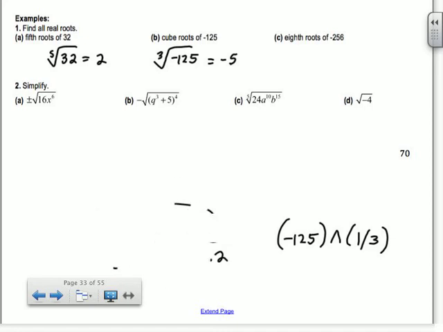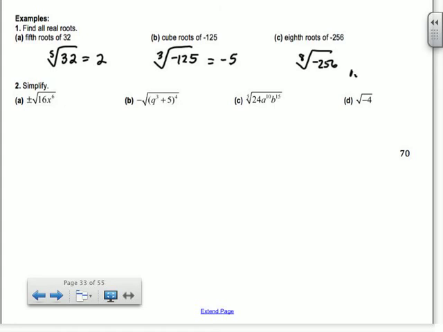All right, how about the next one? So 8th roots of negative 256. Two answers? 0 answers? All right, 0 answers, right? So this is no solution, because this is saying the 8th root of a negative number. Something multiplied by itself 8 times is not going to be negative. It would always be positive. So it's no solution.